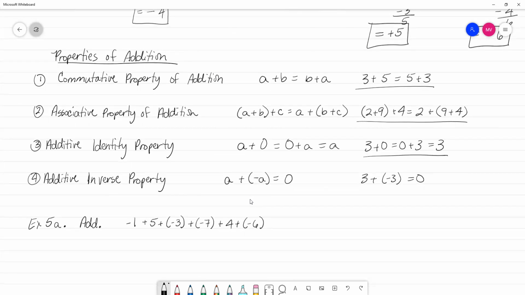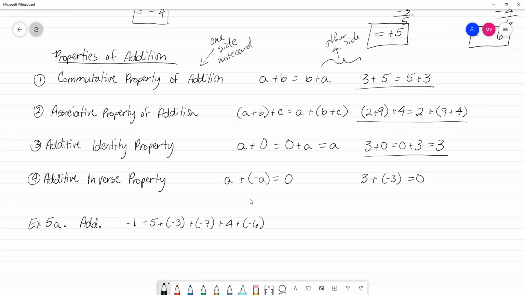Okay, let's look at the properties of addition. These need to be on note cards. They do need to be on their own individual note cards with the name on one side of a note card and the definition and example on the other side.